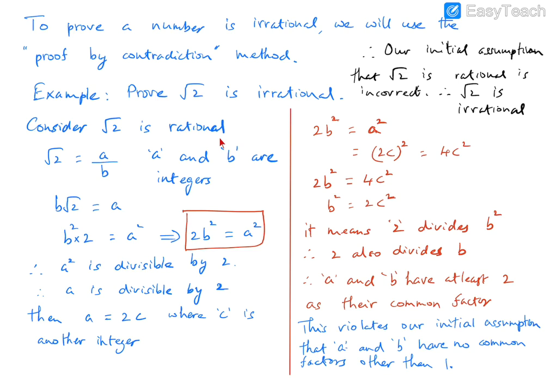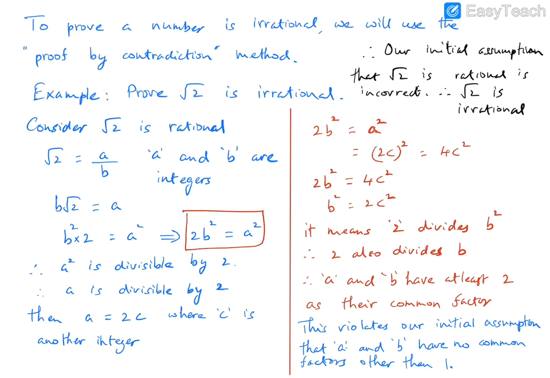We started off by considering that root 2 is rational, and for a rational number it can be represented as a ratio of integers, and we considered that those integers do not have any common factor other than 1. But then we went on to show that both the integers a and b have at least one common factor 2, and this violates our initial assumption that there is no common factor. So we conclude that our initial assumption that root 2 is rational is incorrect, and we prove that square root of 2 is irrational.